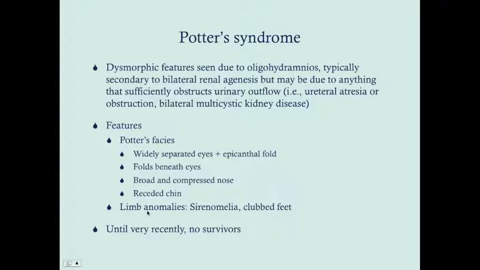They'll also have limb anomalies, and the really characteristic one here is Sirenomelia, and that is almost always, any case of Sirenomelia is pretty much going to be in association with Potter's syndrome. Not all babies with Potter's syndrome will have Sirenomelia, but almost all the babies with Sirenomelia got it from Potter's syndrome. And then also clubbed feet, so those are the limb anomalies that you see. And until very recently, there were no survivors. This very, very recently. So I'm going to show you the latest on that.